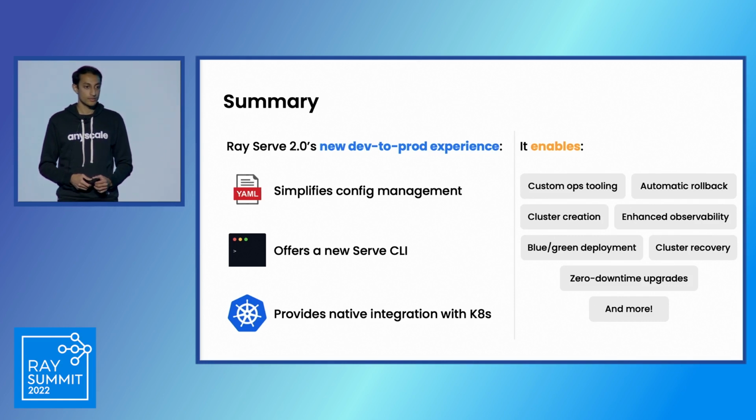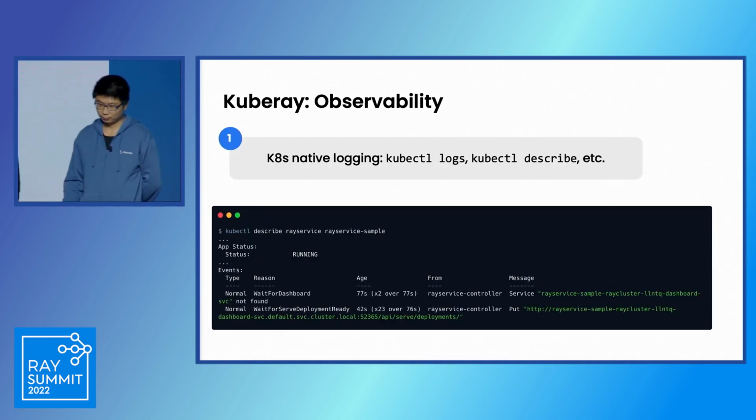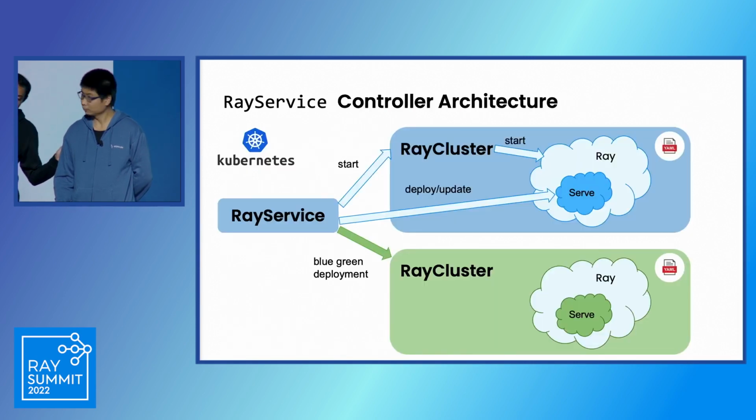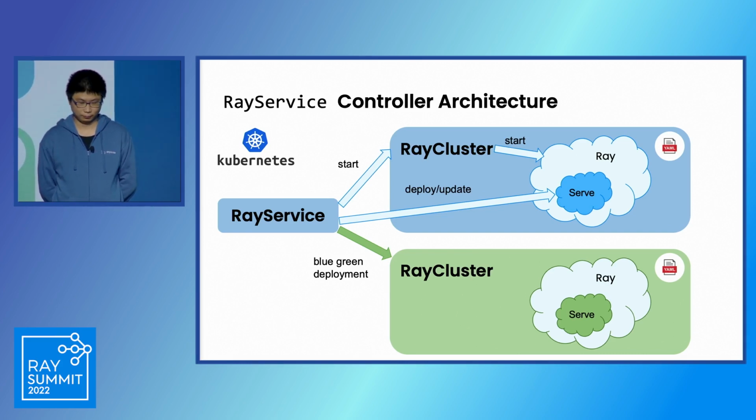Hi, a question about blue-green deployment. When you create a new Ray cluster for a blue-green deployment, if you run into resource provisioning problems, for example, not enough GPUs or some quota issues, do you have any plan ahead before you do the blue-green upgrade?